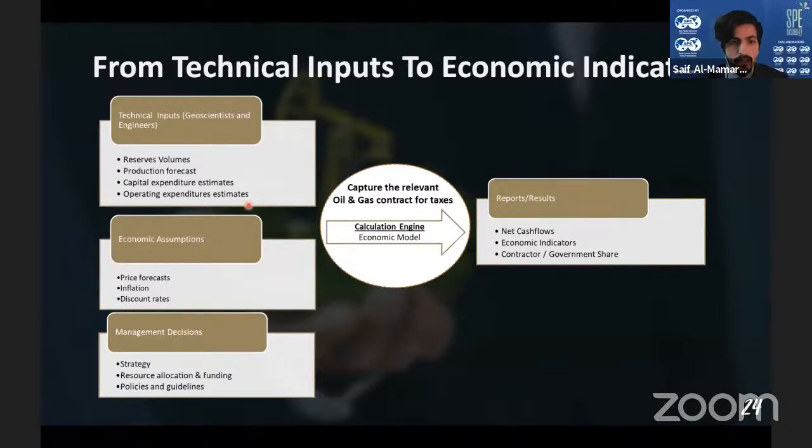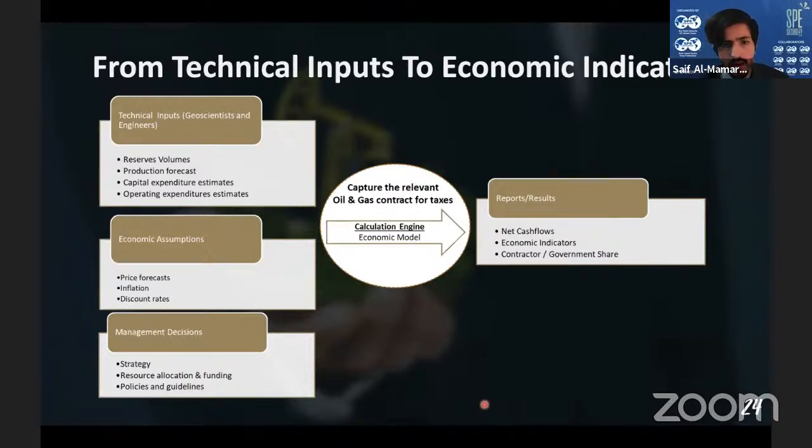So you get all these technical inputs and you get some economic assumptions. Mainly the biggest and most important economic assumption is the oil and gas price. So you get these two together and you put them in your economic model, and you need to capture the applicable commercial contract, which we call a fiscal system or oil and gas contract, which is basically how you can know how much you have to pay to the government for tax purposes. Once you calculate all that, you will get your cash flows, and from there you can get your economic indicator, and we'll go further later on.